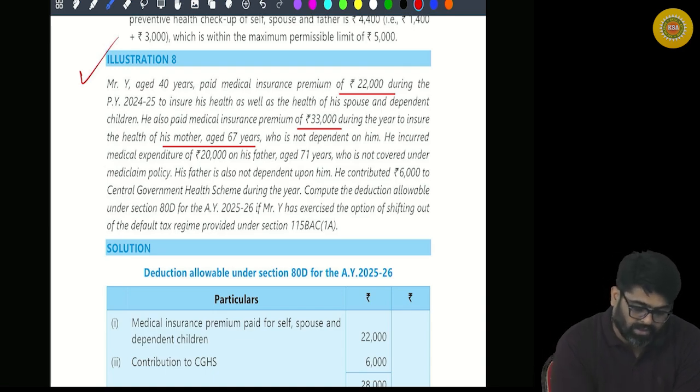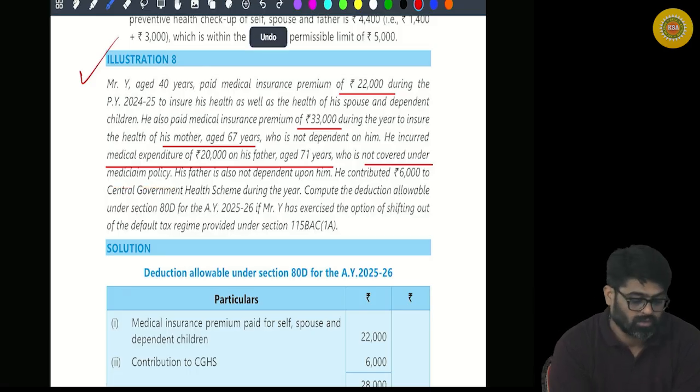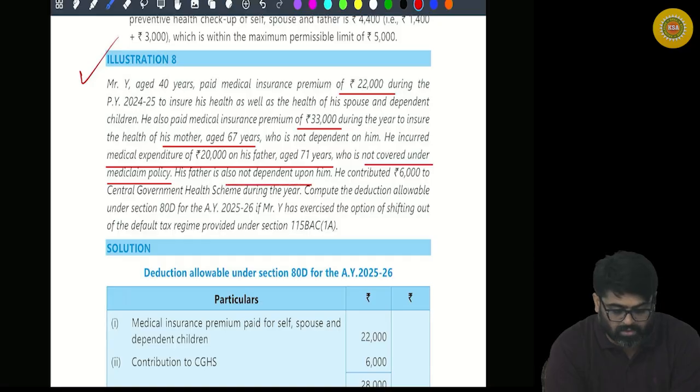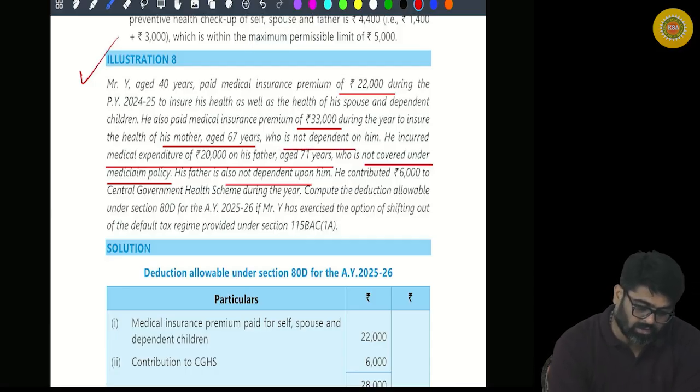Now he incurred medical expenditure of 20,000 on his father, 71 years, who is not covered under Mediclaim policy. So this is the fourth expense. Fourth one. Do you remember? His father is also not dependent upon him. So what? Mother is also not dependent. Father is also not dependent. So what? Still the entire amount will qualify. Getting my point? He contributed 6,000 to CGHS.